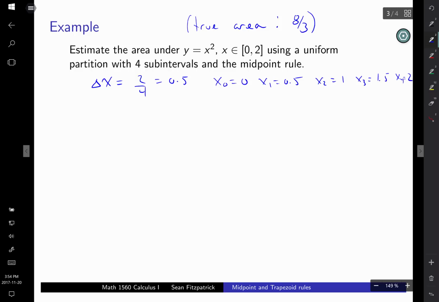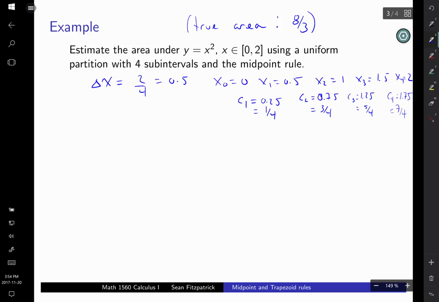So x0 is 0, x1 is 0.5, x2 is 1, x3 is 1.5, and x4 is 2. Those are our points. And so what are our midpoints? Our midpoints are halfway in between each of these. So our c1 is halfway between 0 and 0.5, so it's 0.25, or in other words, a quarter. c2 is halfway between 0.5 and 1, it's 0.75, or in other words, 3/4. c3, again we see that's 1.25 or 5/4, and c4 is 1.75, which is 7 over 4.